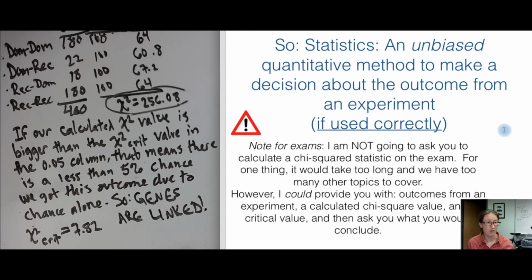So if I give you outcomes from an experiment, and I give you a calculated chi-square value, and I tell you what the critical value is, I may then ask you what you would wind up concluding. So if, for example, you get a chi-squared value that's really small, then there's a chance that this could have just happened through random chance. And in that case, you could say, these genes are not linked. But if you get a large chi-squared value that's bigger than the critical chi-squared value, then you'd want to say something similar to what's here, that there's a very minuscule chance of getting this type of outcome just purely from chance. So I would conclude that these genes are in fact linked.